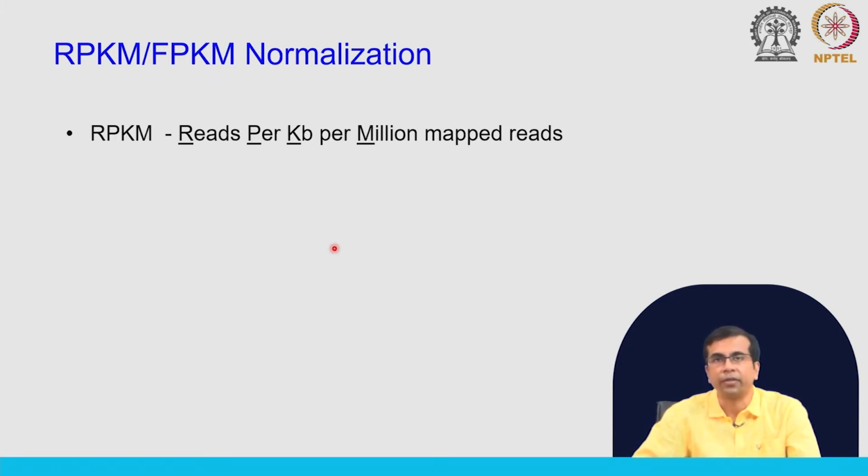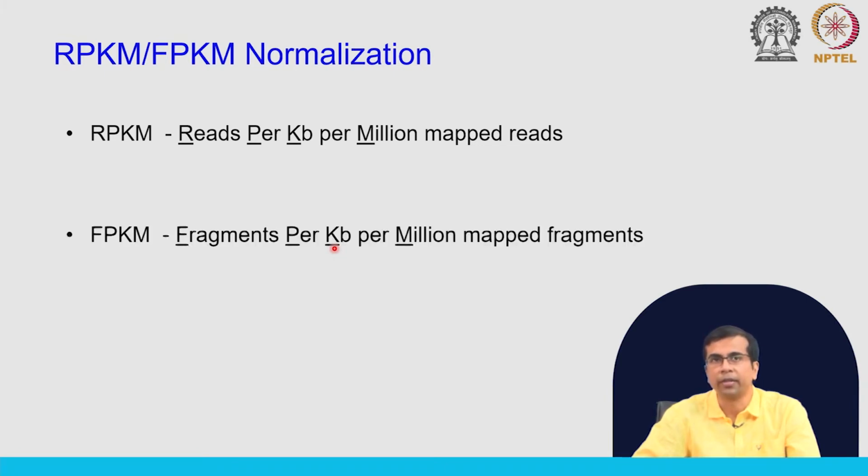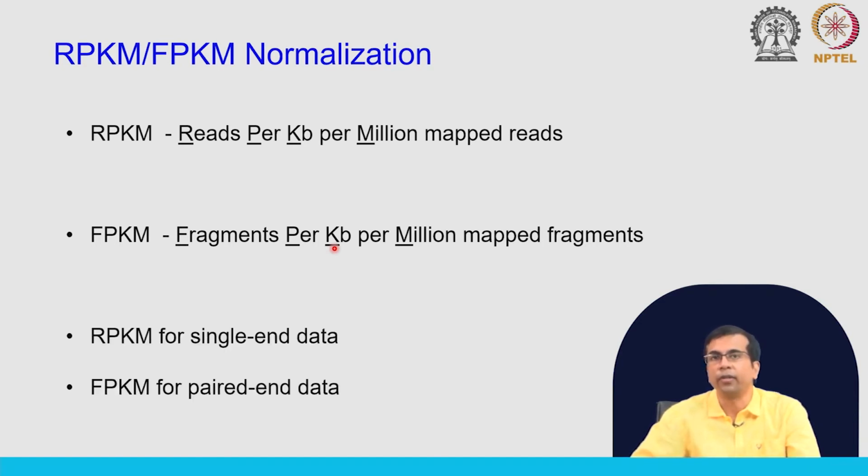RPKM stands for reads per kb per million mapped reads, and FPKM stands for fragments per kb per million mapped reads. So for RPKM and FPKM, the method is exactly identical. The only difference is, instead of counting reads, we count fragments. Why do you count fragments? Because if you are dealing with paired end data, reads do not make any sense. The fragments make more sense there. So if you are dealing with single end data, you can use RPKM, but if you are using paired end data, you would have to use the FPKM measure. The terminologies are different, but the normalization procedure is exactly the same for both of them.